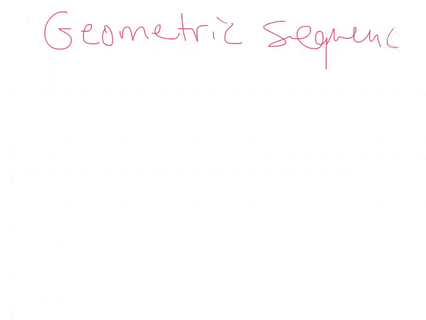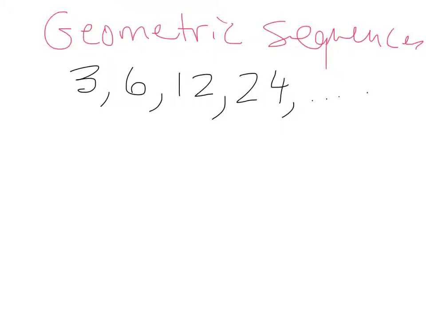How did I do in this slide? Okay, geometric sequences. The formula here corresponds to a sequence that looks something like this: 3, 6, 12, 24. If you see what I'm doing here, every time I'm going up, I'm multiplying by 2. That's what makes it geometric: to get from one term to the next, you always multiply by the same number.